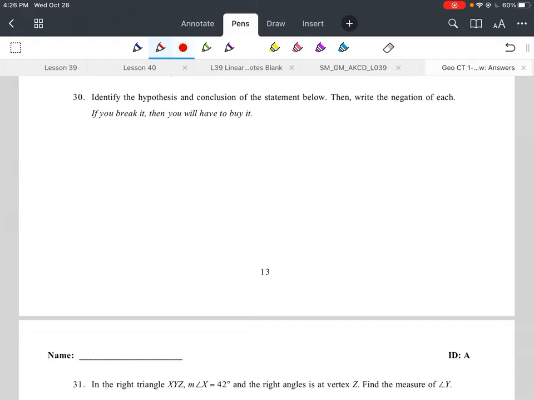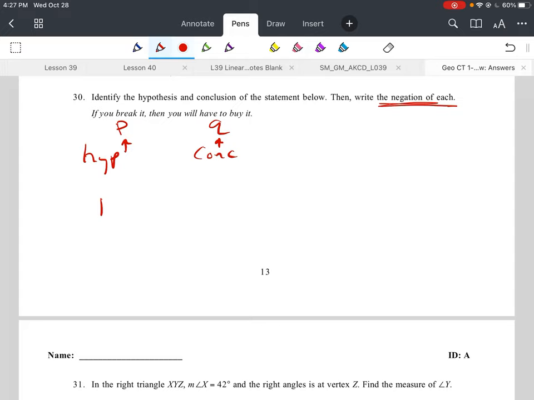identify the hypothesis and conclusion. So again, then write the negation of each. Negation, so this is P, and this is Q. You just want the negation of each. So first of all, you identify the hypothesis. So this is your hypothesis, that's P. This is your conclusion, that's Q, and then write the negation of each.